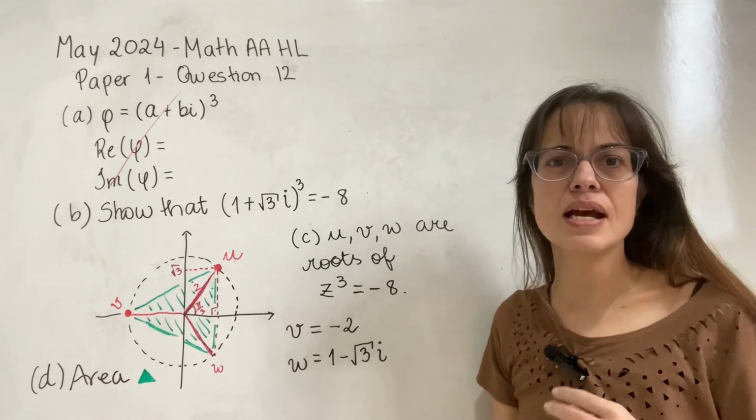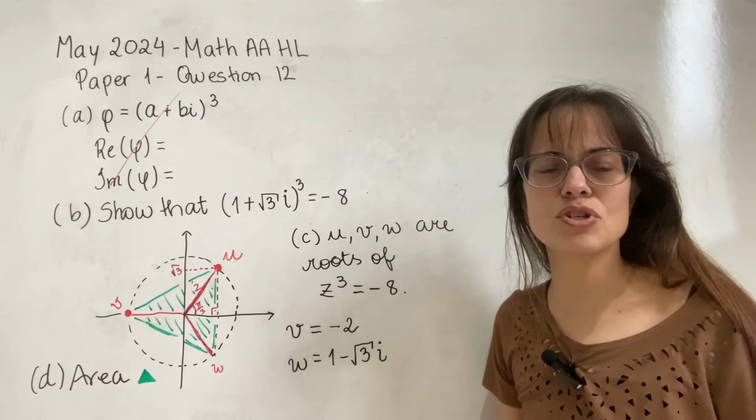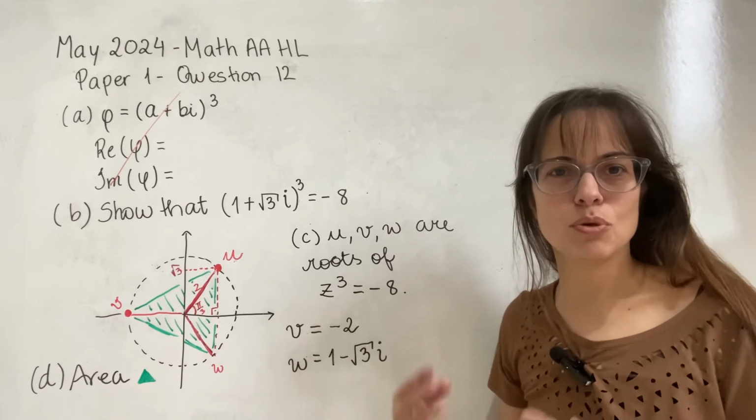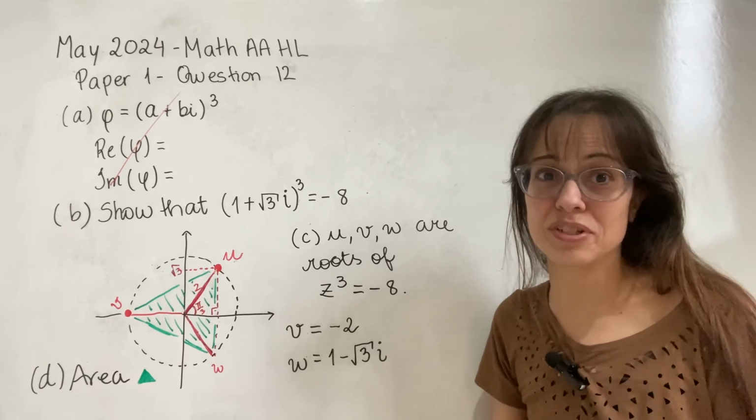In part D, he asks us for the area of the green triangle here, and I'm not going to do it just because it doesn't relate to what I want to talk about in the video, but if I was a student taking the test, I wouldn't skip this question.